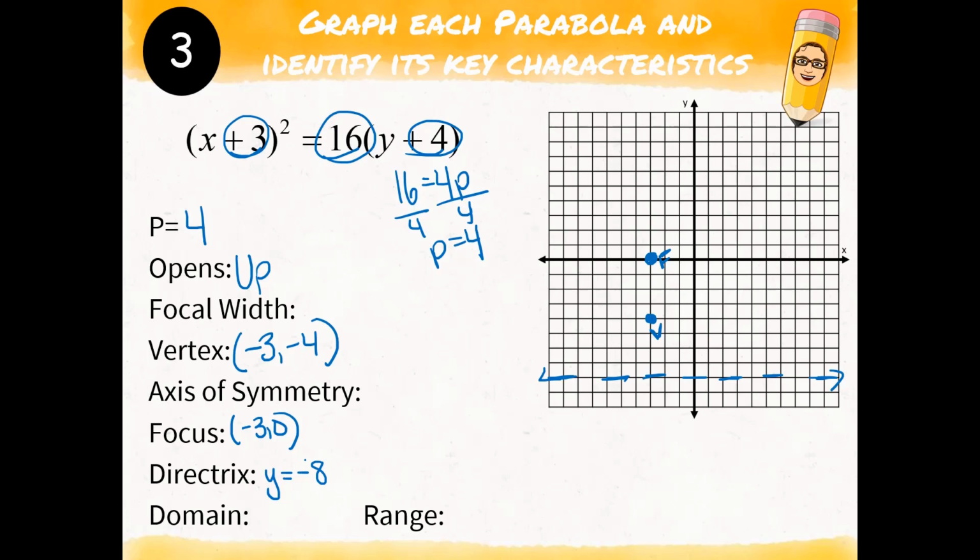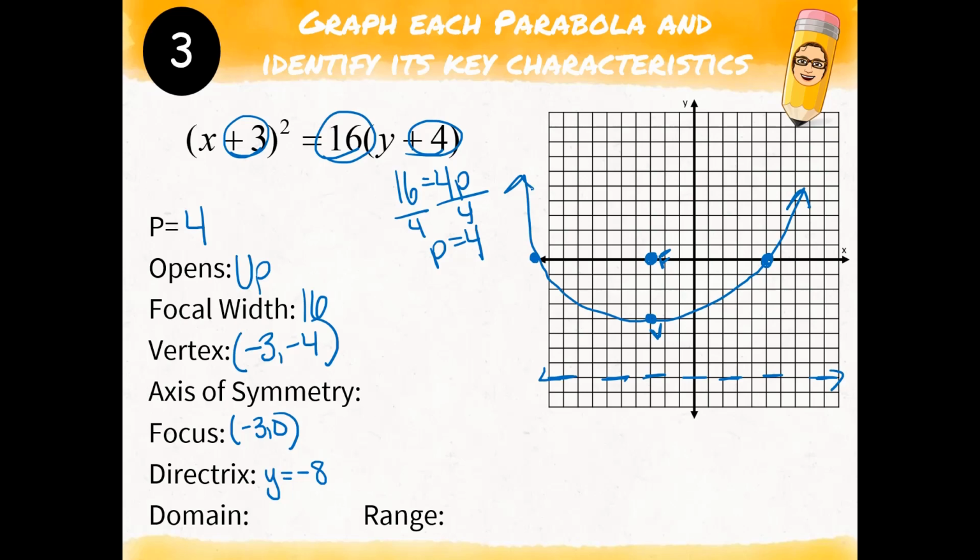Okay, same information. The focal width, remember, we're just going to steal this number. It's 16 left to right around the focus because it's the focal width. So that means I have to go 8 to the left and 8 to the right. So 1, 2, 3, 4, 5, 6, 7. Oh, just a tish bit off. And then 1, 2, 3, 4, 5, 6, 7, 8. So I'm going to connect my dots.